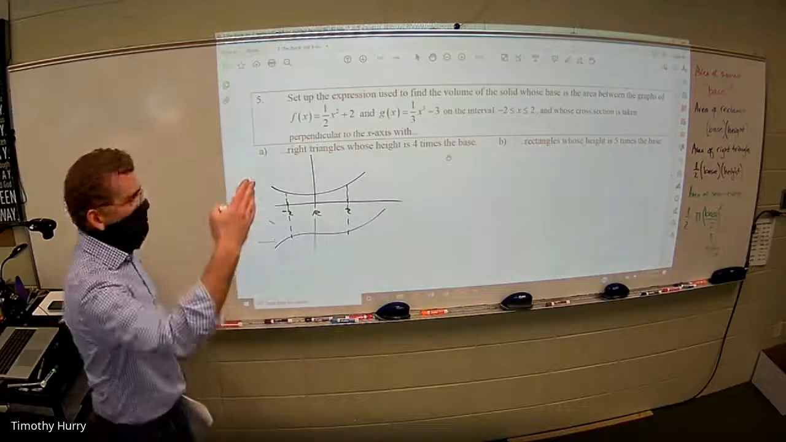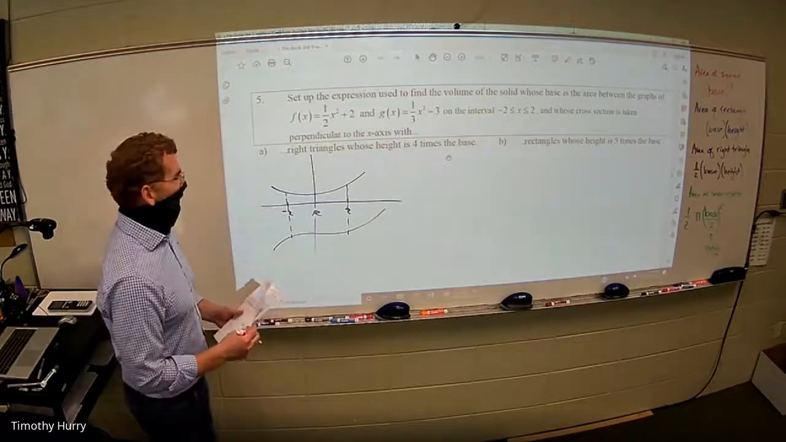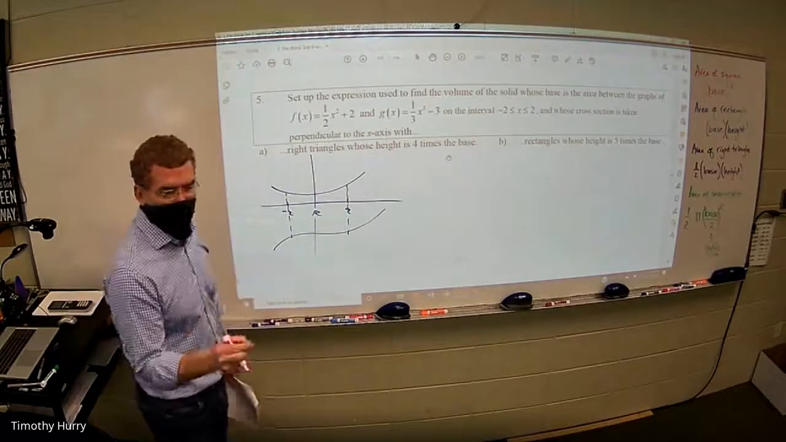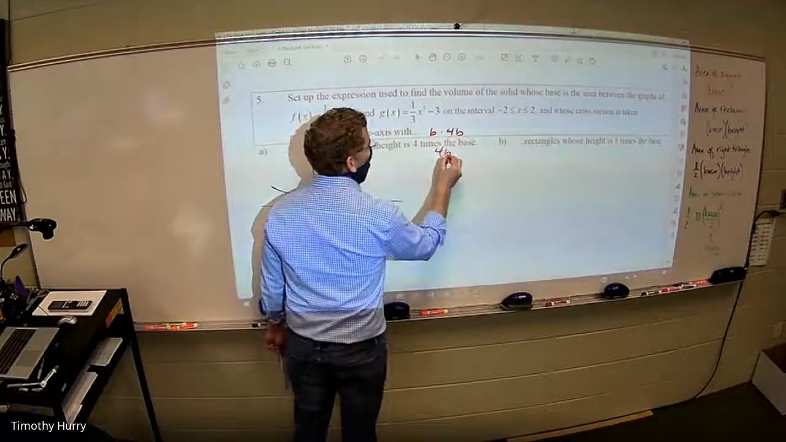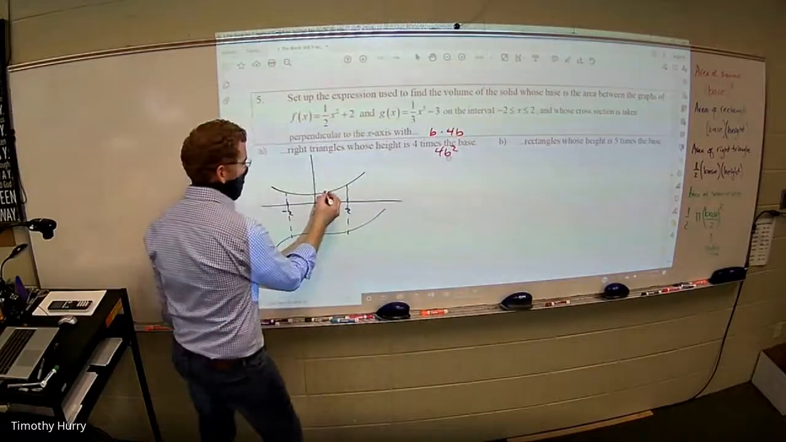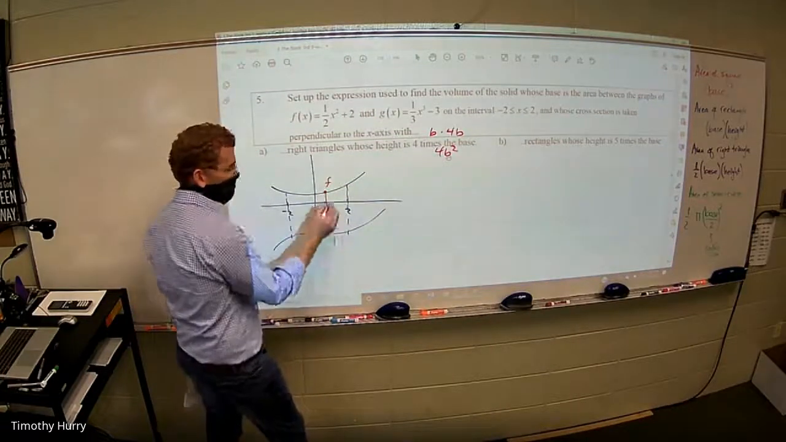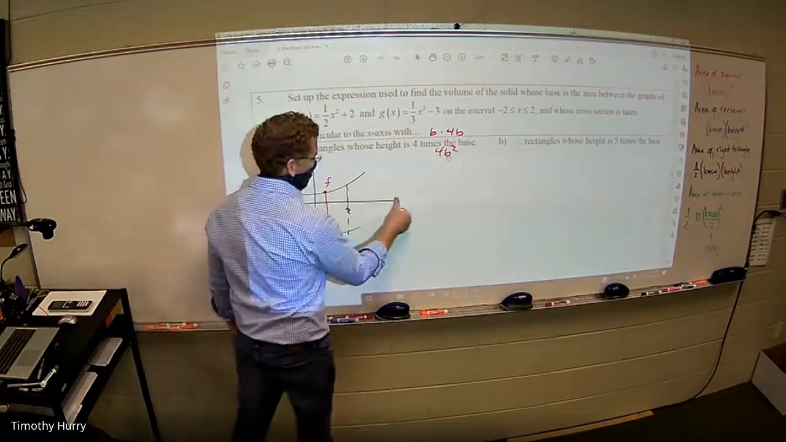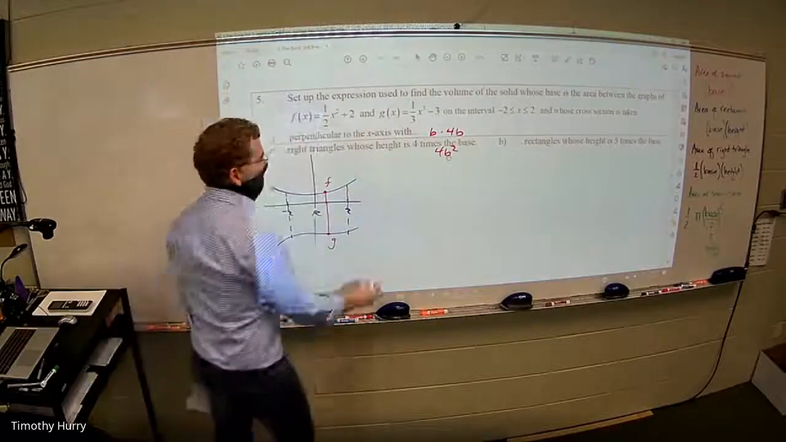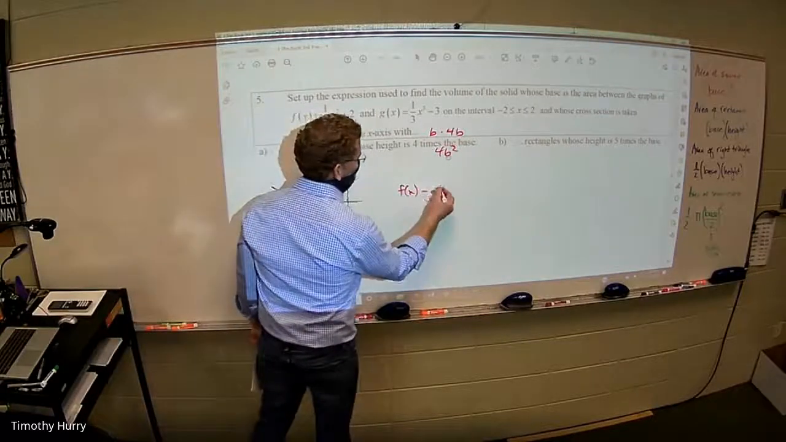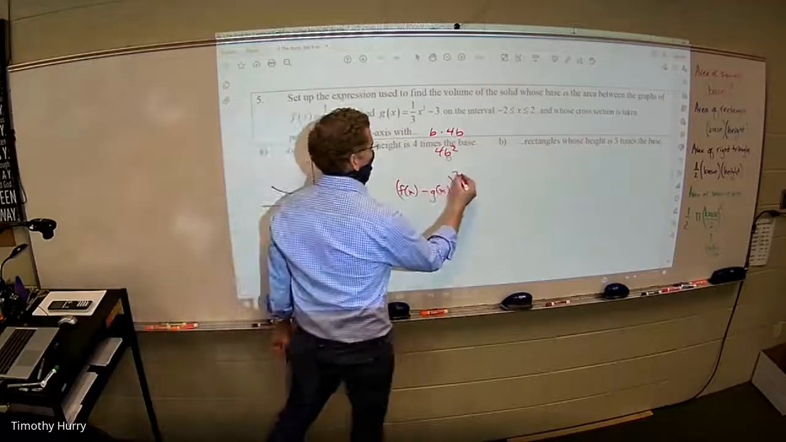So if I'm doing perpendicular to the x, that would be a what? Top minus the bottom, and height 4 times the base. So the base times 4 times the base gives me 4 base squared. And how do I find that base again? Top minus bottom, which would be F minus G. So it makes it pretty easy for you because if I just say set it up, all I got to say is F of x minus G of x, that's top minus bottom. Square that thing and multiply by 4.